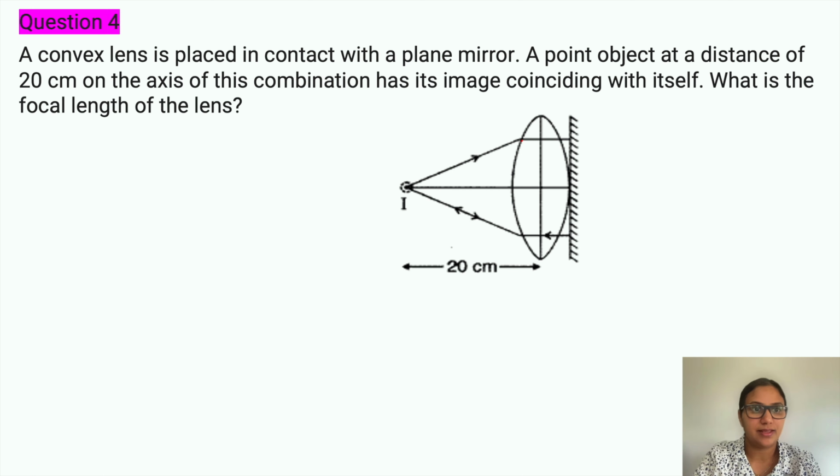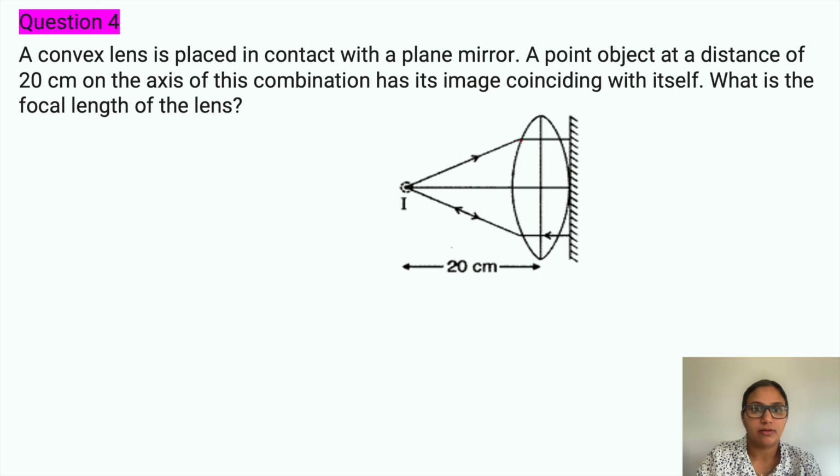Question number 4. A convex lens is placed in contact with a plane mirror. A point object at a distance of 20 cm on the axis of this combination has its image coinciding with itself. What is the focal length of the lens? As you can see here, the convex lens is in contact with a plane mirror.